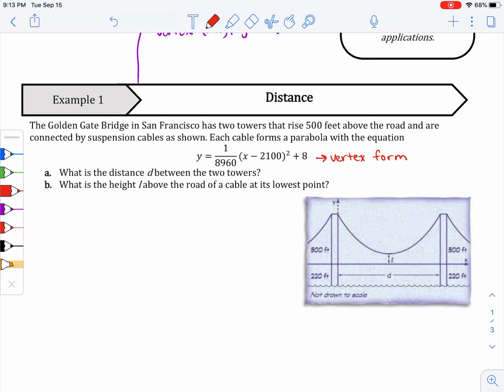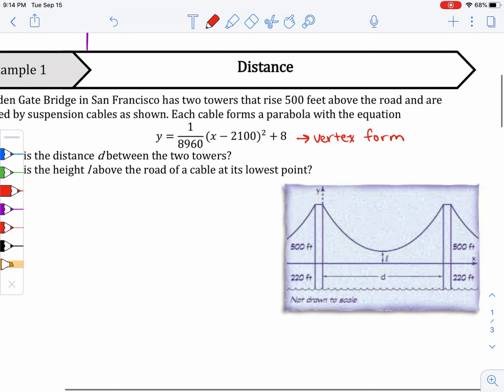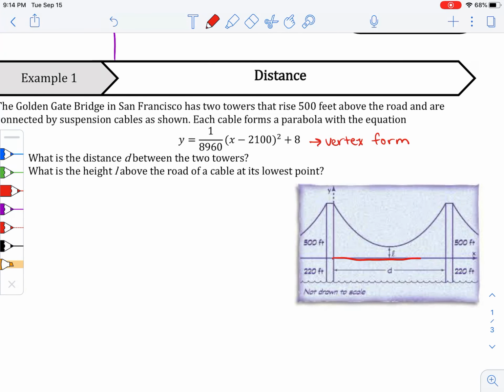So we want to know what the distance d is between the 2 towers, and we want to know the height L above the road of a cable at its lowest point. So I'm interested in this distance here and in this height there. Notice both of those revolve around this point right here, which is our vertex. And then we could also think of them as these points here. What is this distance? Which we could translate down, if you consider this like your x-axis.